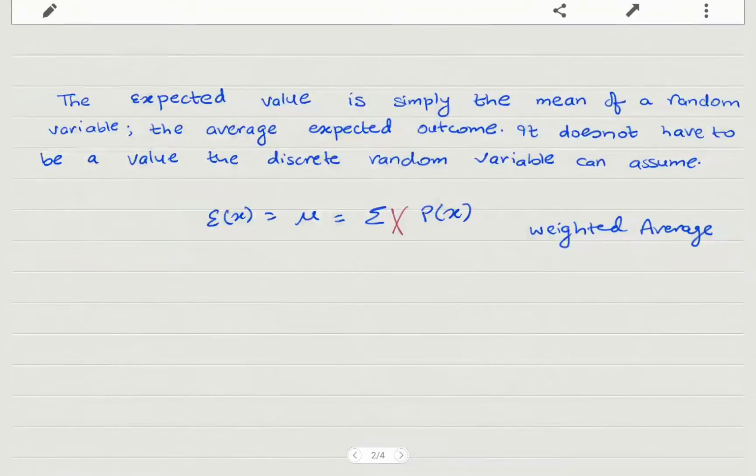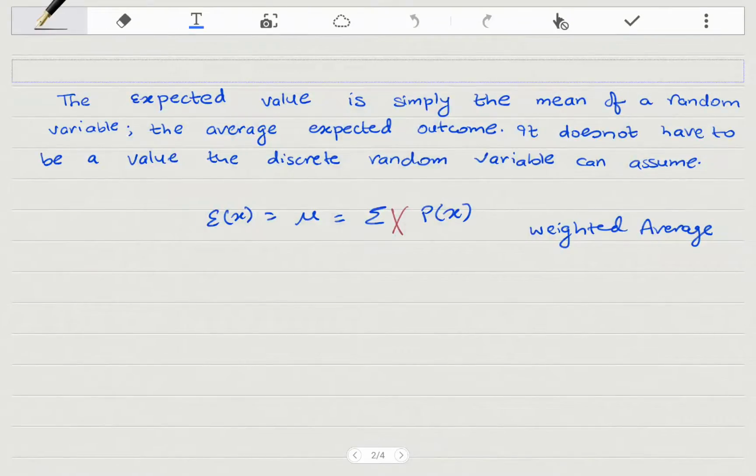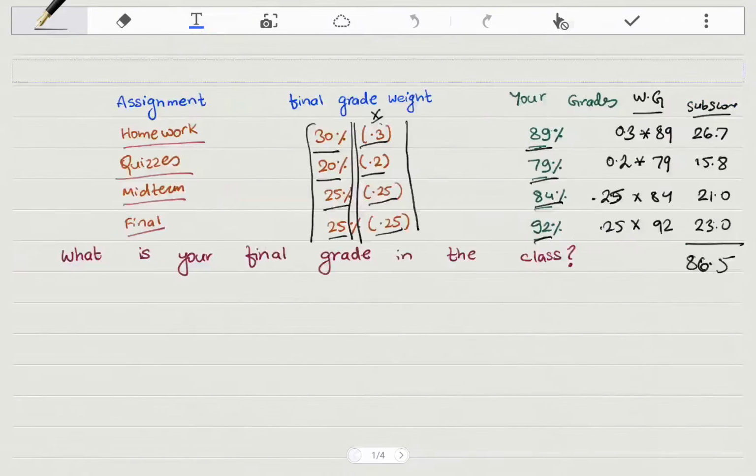A very important concept which people find pretty interesting is that this mean, this expected outcome, does not have to be one of the values of the random variable in the set you're considering. What I mean is this 86.5, what we're calling your expected value, does not have to be one of the values. You never got 86.5. You got either 89, 79, 84, or 92. But your expected value is 86.5. That makes sense? So this value does not have to be one of these x's.